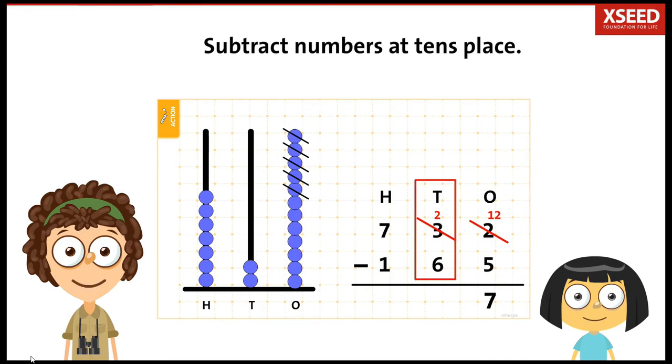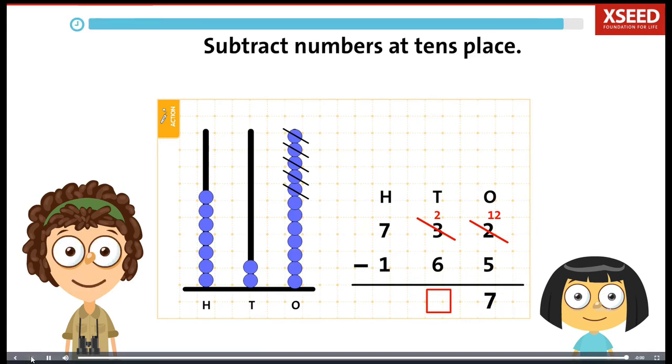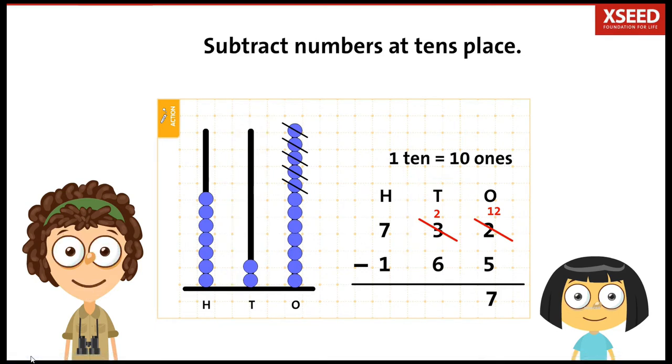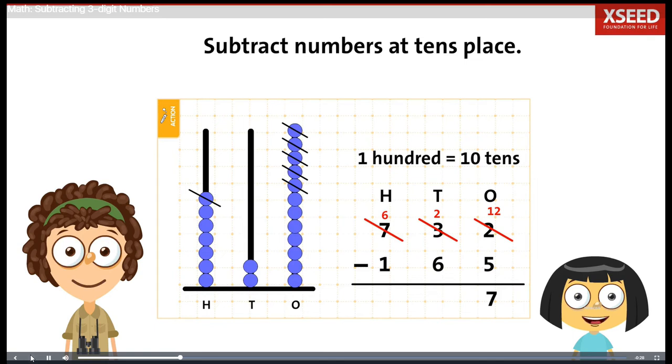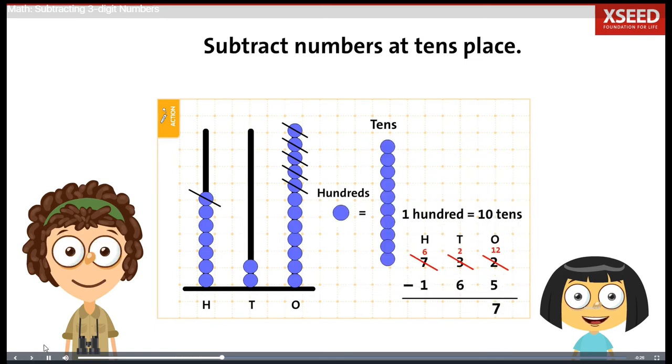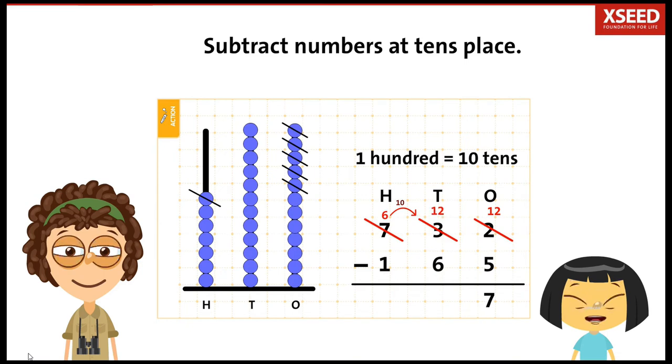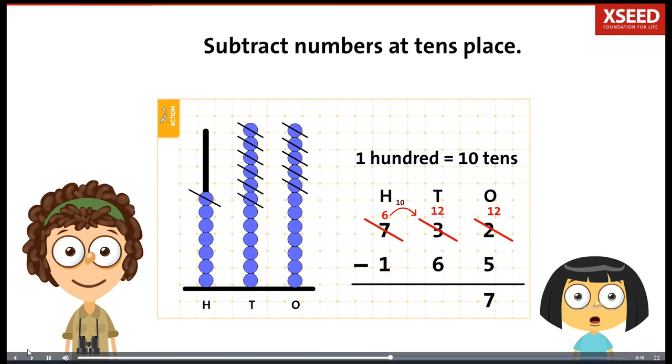Now, subtract the digits at the tens place by crossing out the beads. Write the answer in the action part of your journal. Mia, how did you subtract the digits at the tens place? I borrowed 100 from the hundreds place. I know that 10 tens make 100. I erased one bead from the hundreds rod and drew 10 beads on the tens rod, like this. Then I subtracted 6 tens from 12 tens by taking away 6 beads. There are 6 beads left on the tens rod.